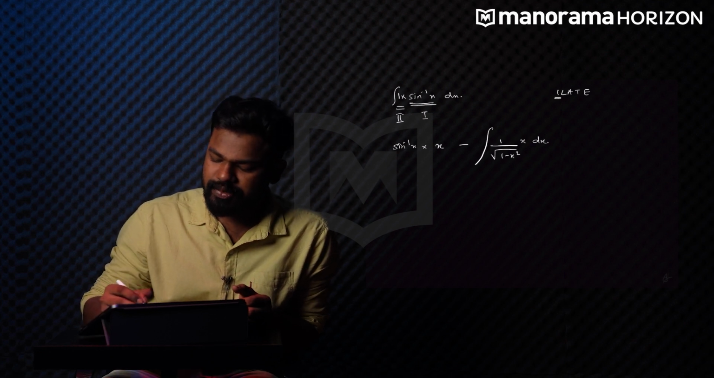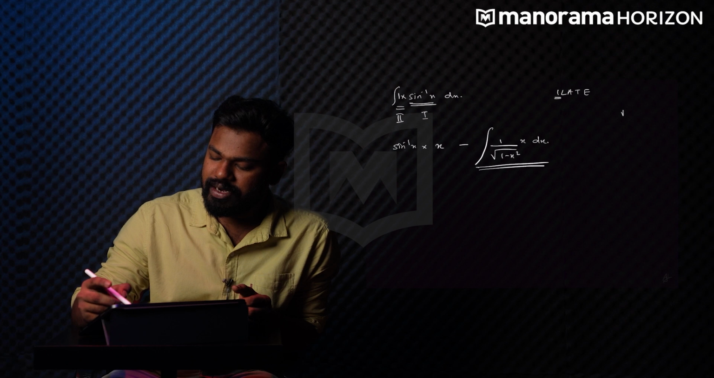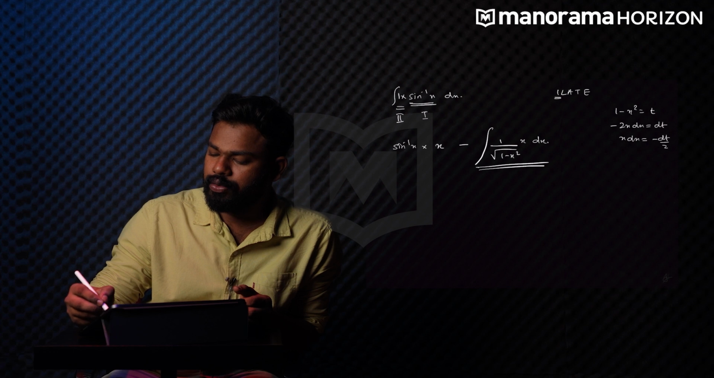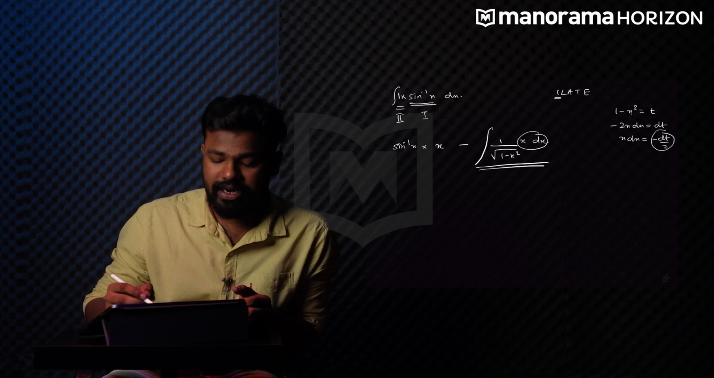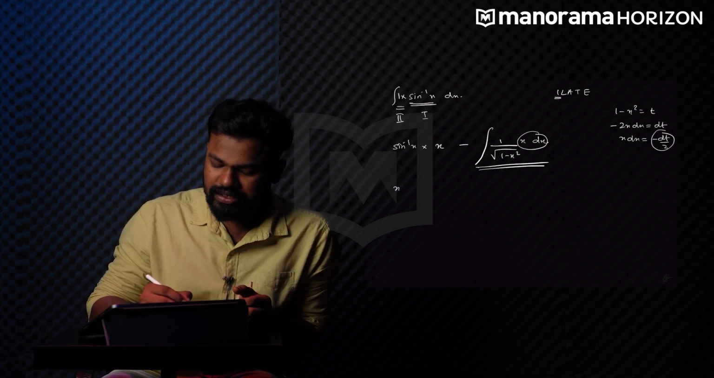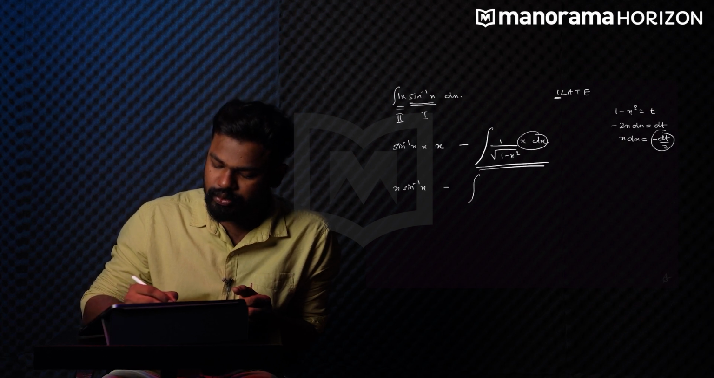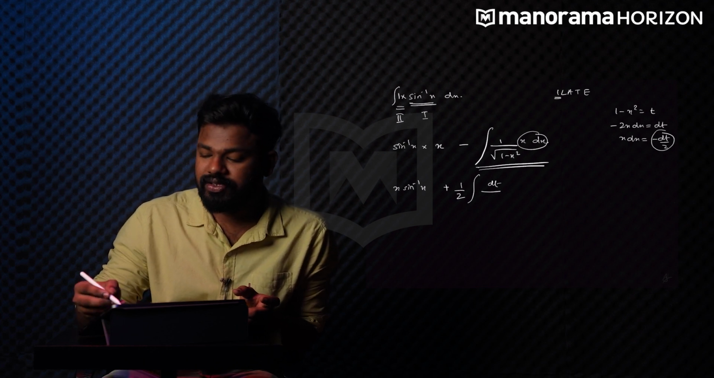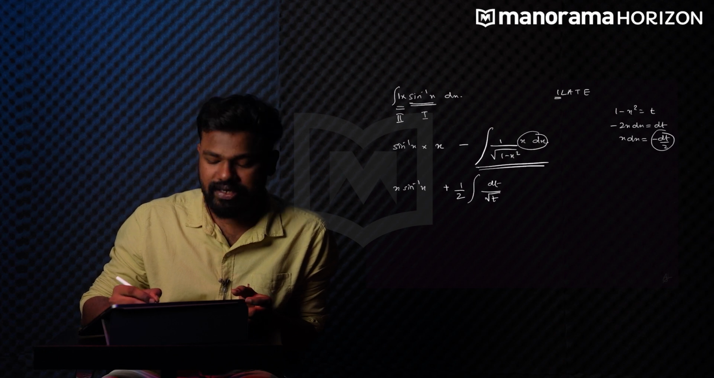Now to integrate this part, put root of 1 minus x square, or inside it, 1 minus x square, as t. So you have minus 2x dx is equal to dt, or x dx is equal to minus dt by 2. So this x dx, I'm writing as minus dt by 2. So x sine inverse x minus, this one is minus dt by 2, so this becomes plus dt by 2. I'm putting it outside. And this denominator, root of 1 minus x square, is now root t.